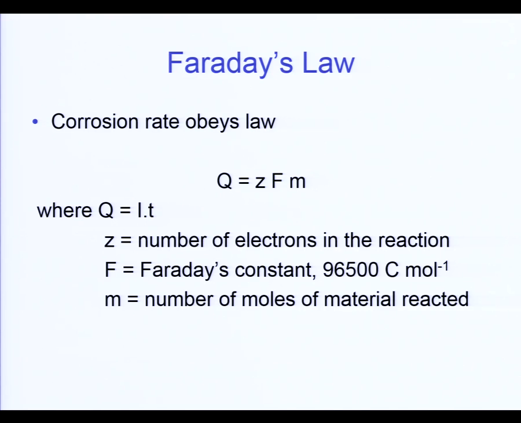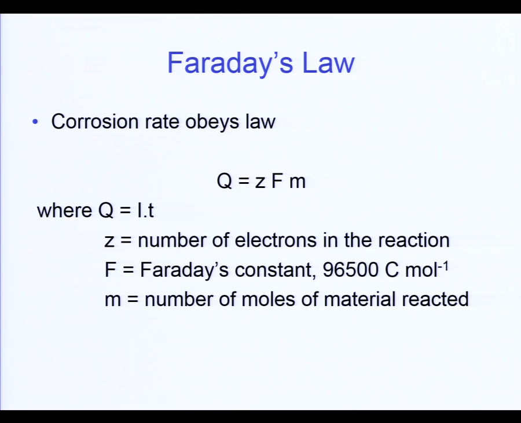We're going to predominantly be thinking about iron, which is the main part of steel, and that's going to go to, well, there are two main options: Fe goes to Fe2+ plus 2 electrons, in which case Z equals 2. And sometimes it reacts, if the environment is right, to form Fe3+ plus 3 electrons, and then Z equals 3.